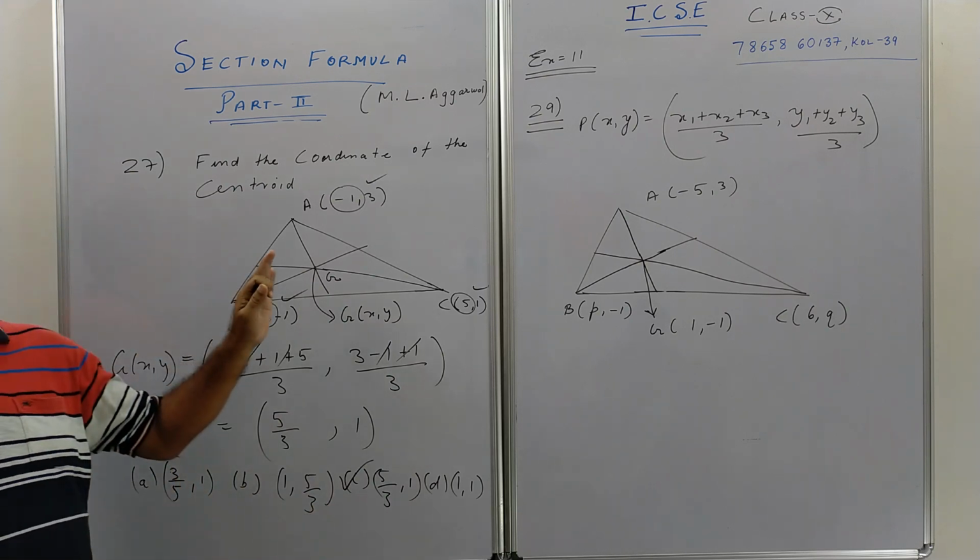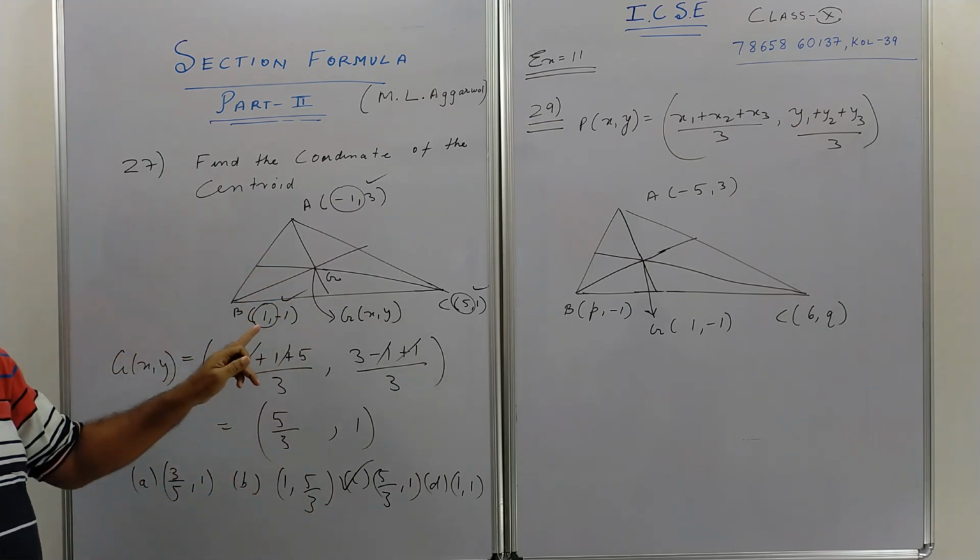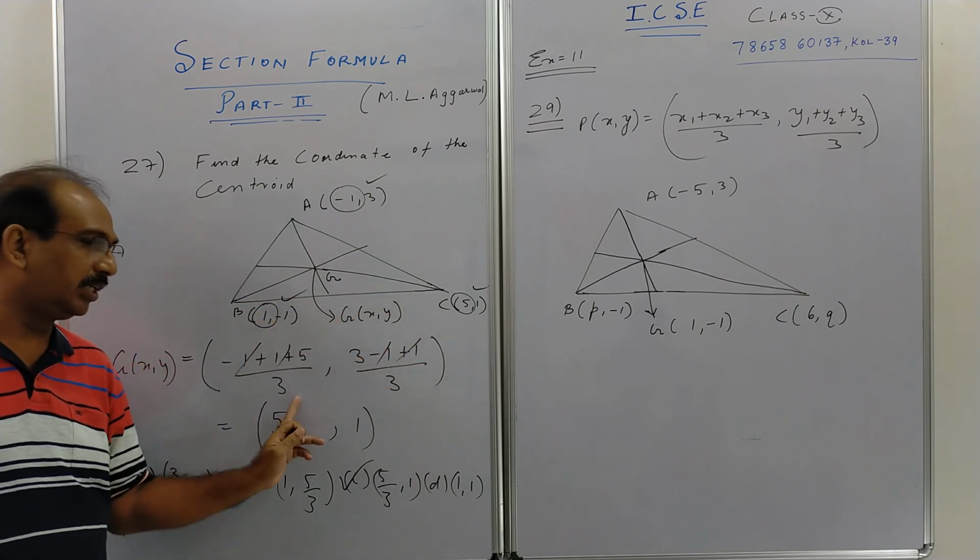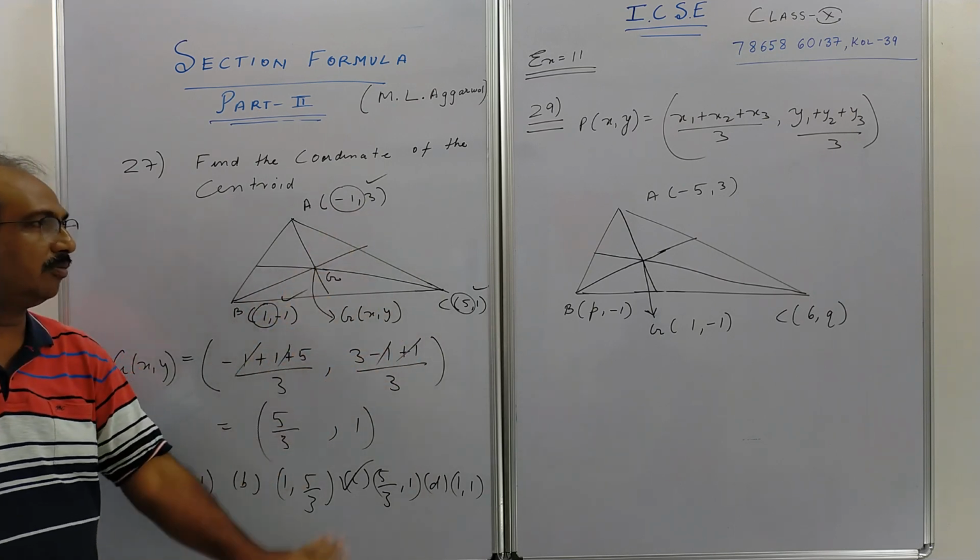So now the same question that we used to have in traditional type. So it's very easy, children. Add all the first ones divided by 3. Add all the second ones divided by 3.